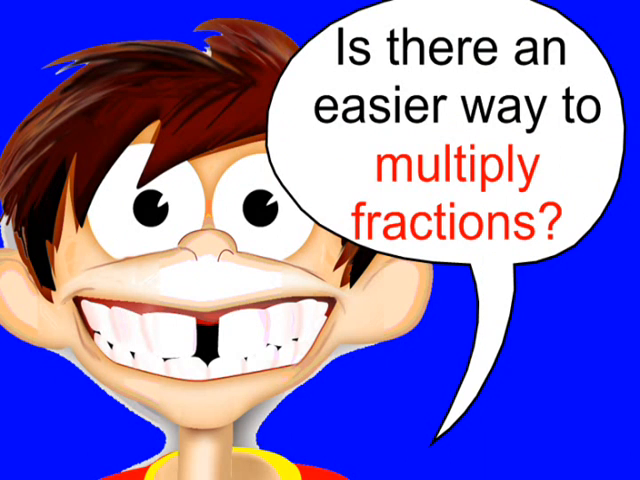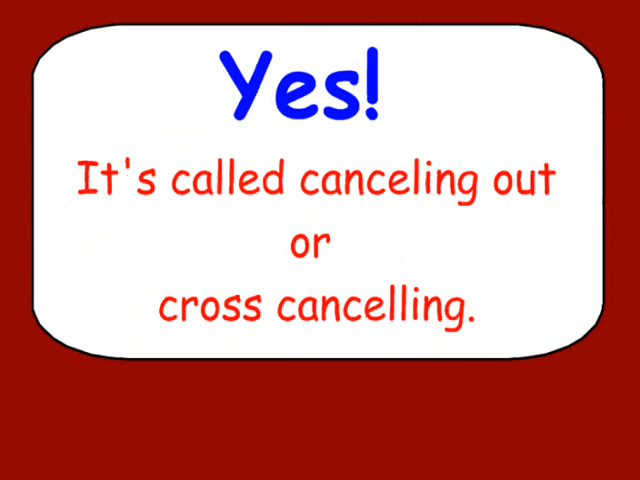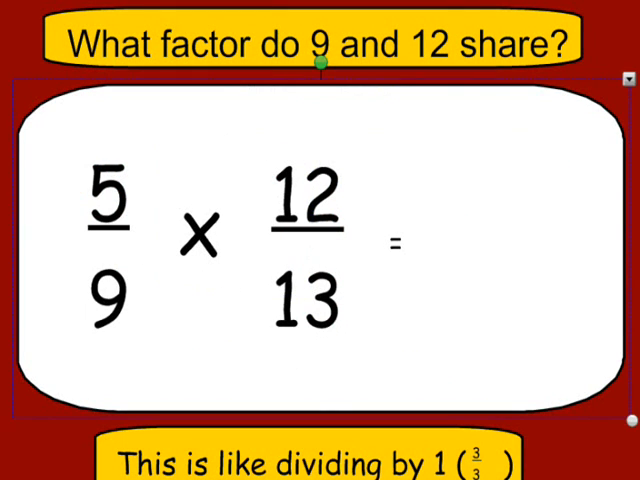Now, is there an easier way to multiply fractions? Sometimes, yes. You can do what's called cross-canceling or canceling out, and it's pretty simple. So in this example, 5/9 times 12/13. You could do 5 times 12 is 60, and you could do 9 times 13, which is 117. But then we would need to simplify our answer. There's an easier way you could do this.